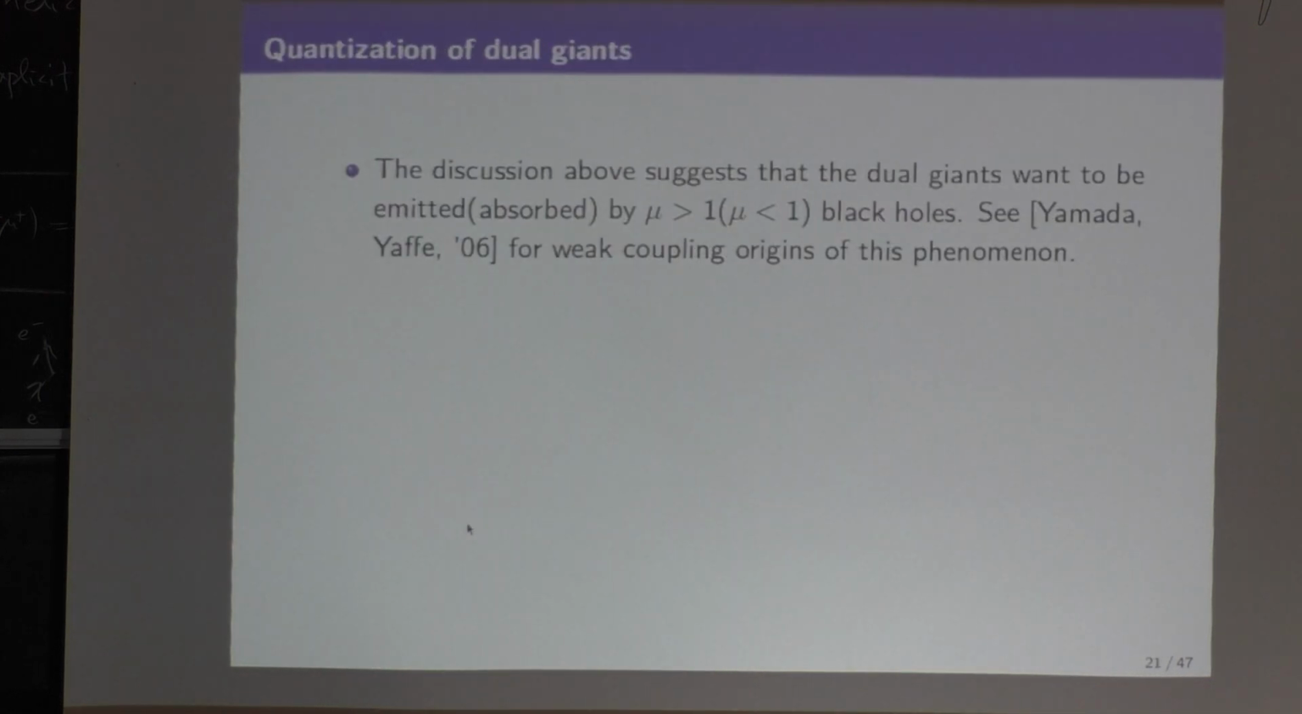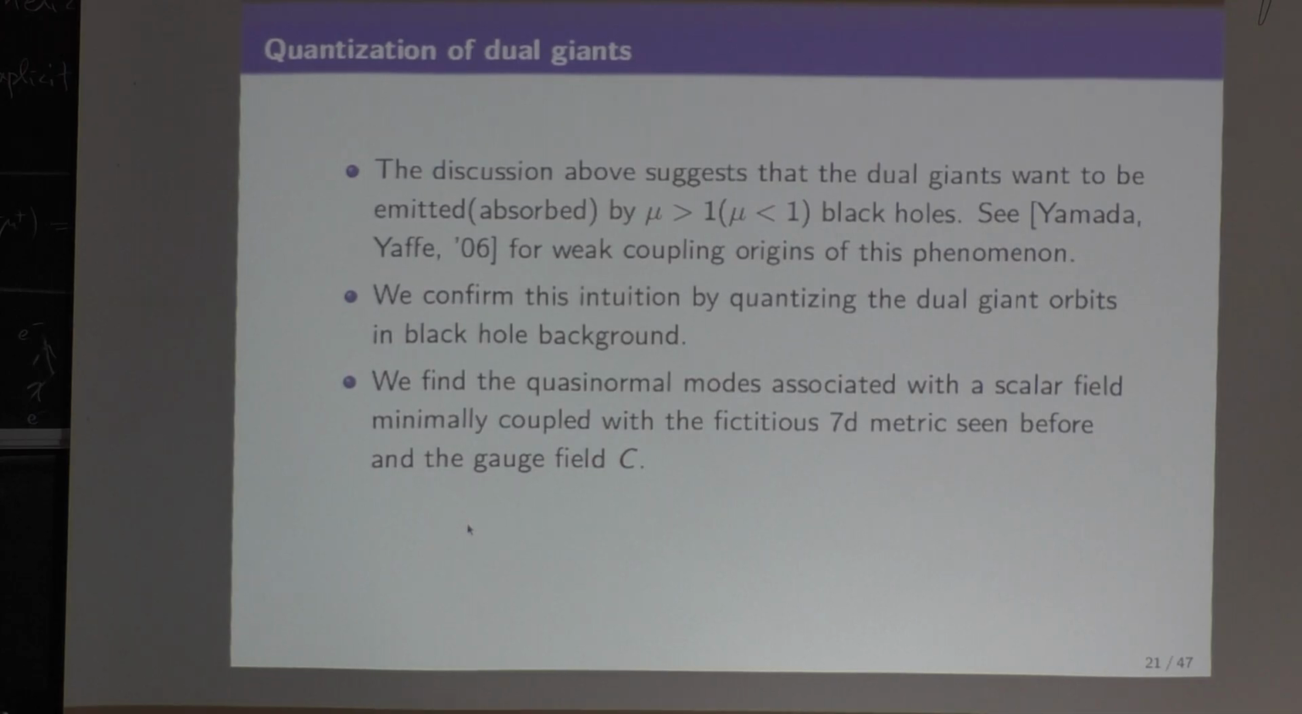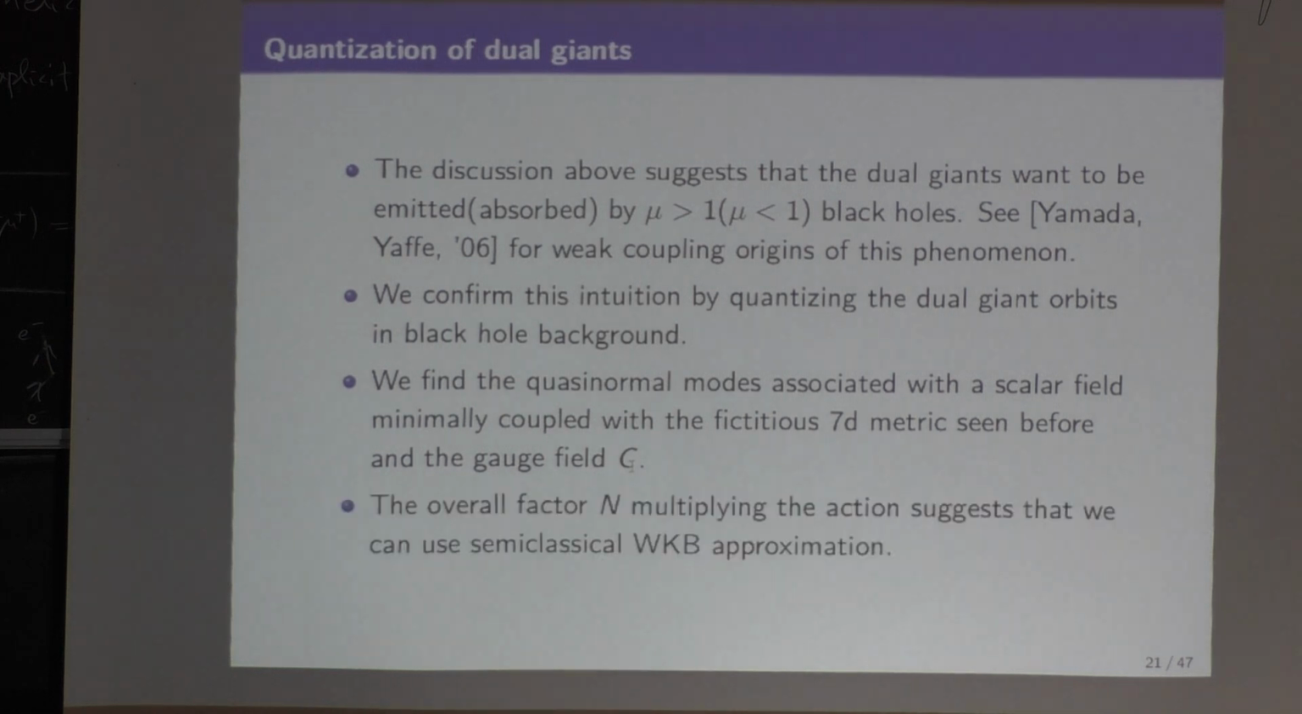Okay. Yeah, so basically what I will now talk about is to quantize these orbits of the dual giant graviton. And what we will do is take a fictitious scalar field whose quantization gives the dual giant gravitons. This scalar field will sit in this fictitious 7-dimensional metric that I talked about, the metric which was orthogonal to the D3 brane, and it's coupled to a four-form potential which is C.